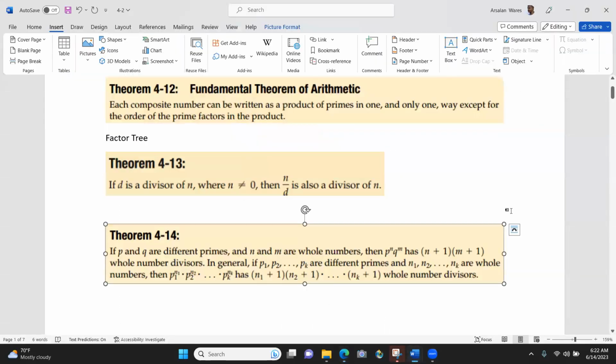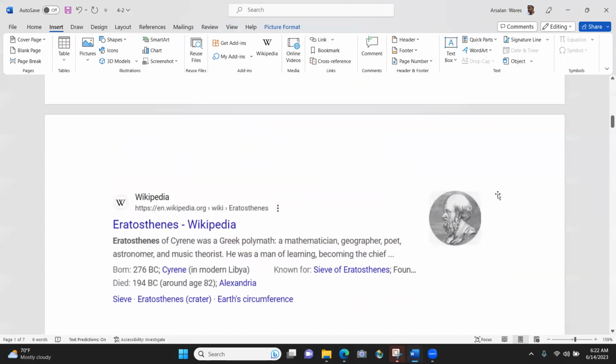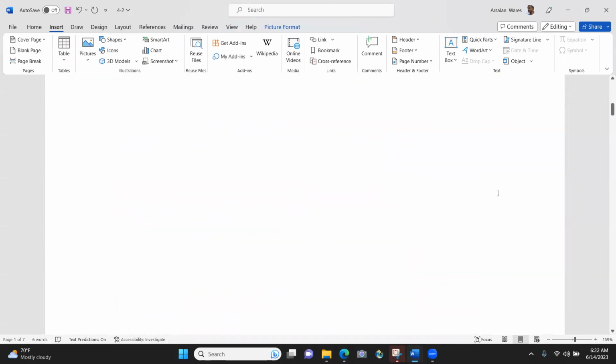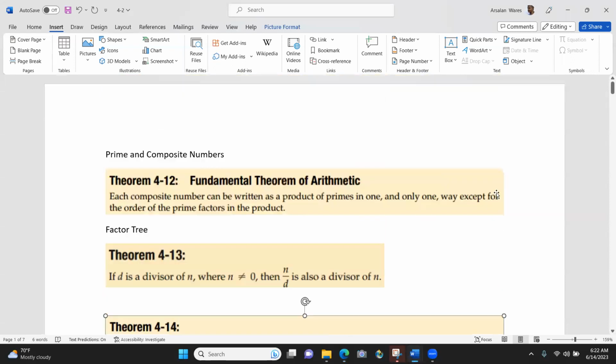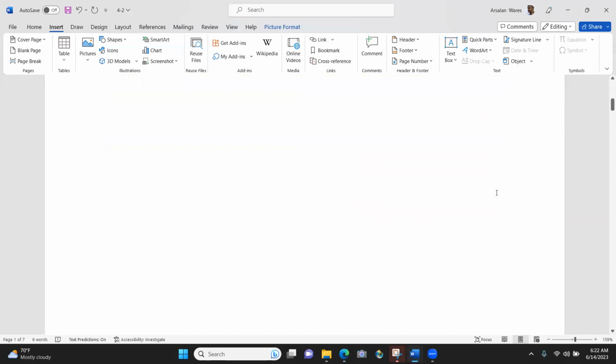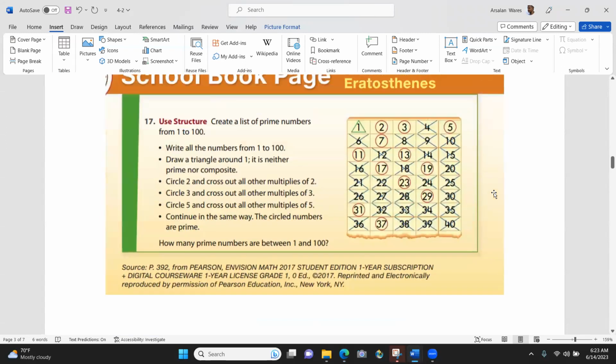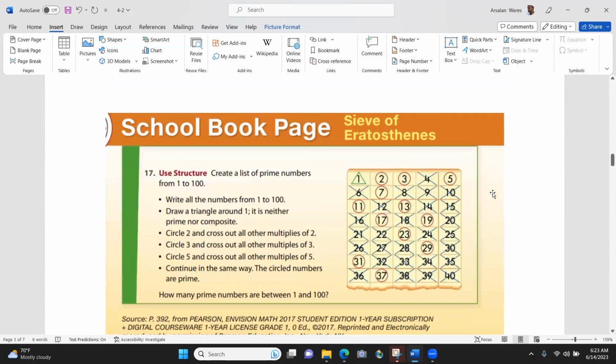I'm not going to worry too much about 4.14. All right, so guys, so far we have learned about prime factorization, prime and composite numbers, and the factor tree. So how do we find prime numbers? For instance, this is a page from a, what are they saying? What grade level?